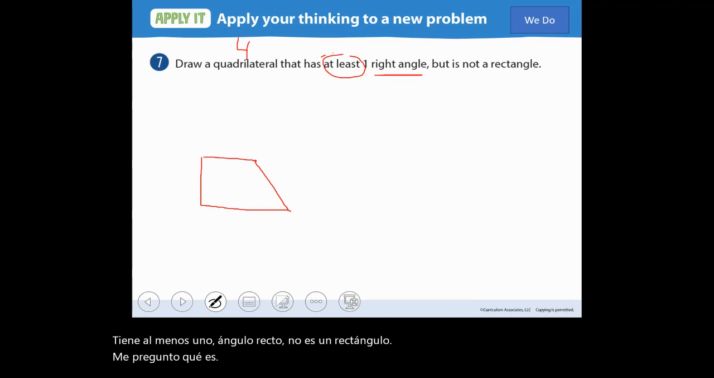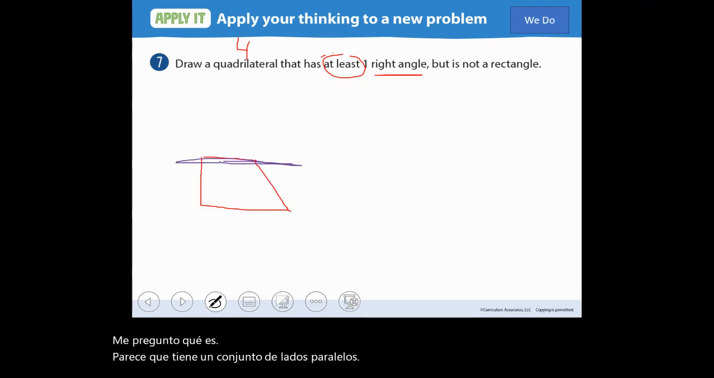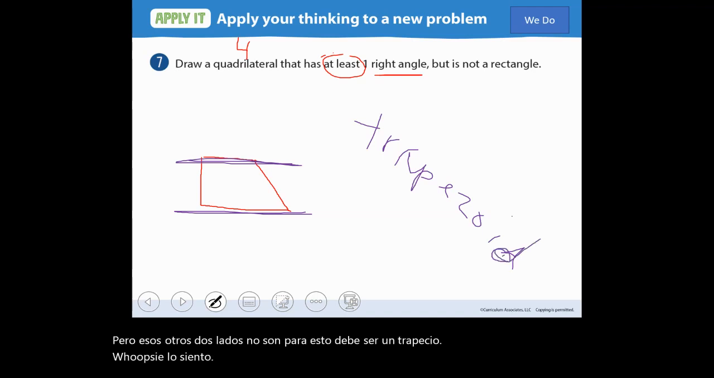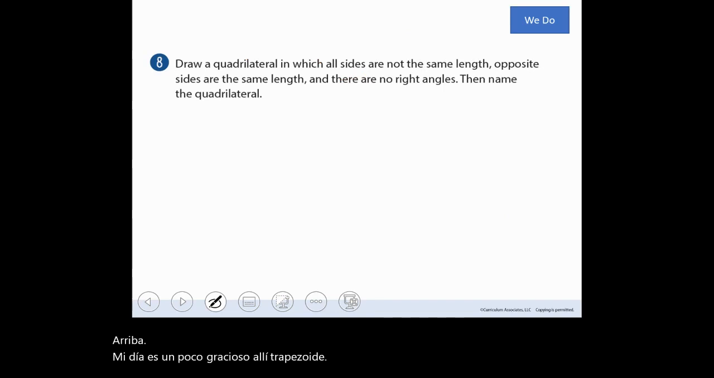It looks like it has one set of parallel sides. These sides are parallel right here, but those other two sides aren't. So this must be a trapezoid. Oopsies, sorry. Where is my A? It's kind of funny there. Trapezoid. All right, our last one.